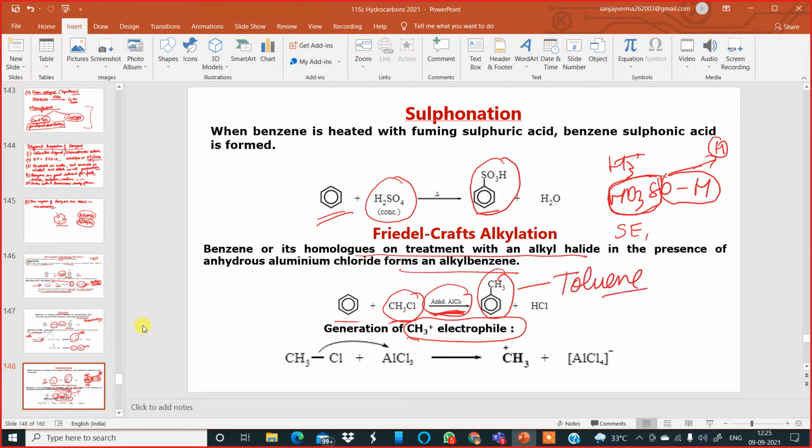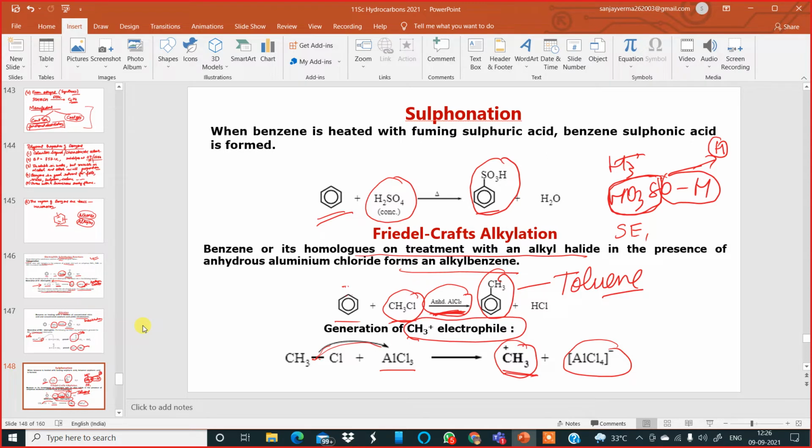Toluene also. Okay, so how do we generate the electrophile, that is the methyl ion? This is the process over here. The Cl leaves, taking both the electrons with AlCl3 to give AlCl4 minus, and there is an electrophile, CH3 plus, a carbocation. This carbocation is effective in replacing a hydrogen from any one of the carbon atoms to produce toluene, or methyl benzene.